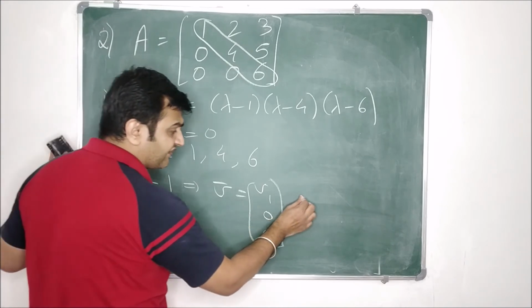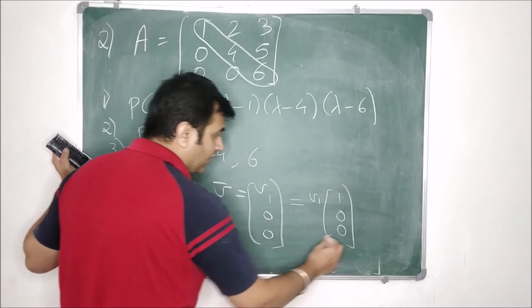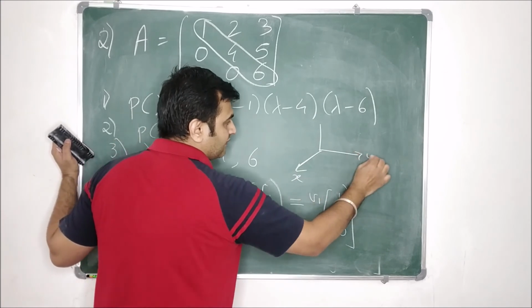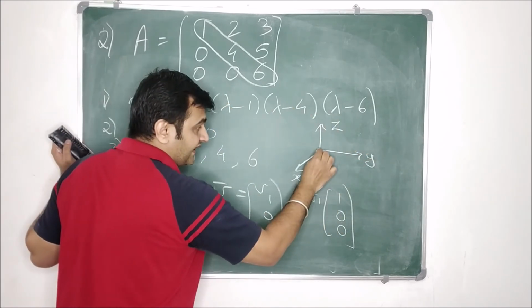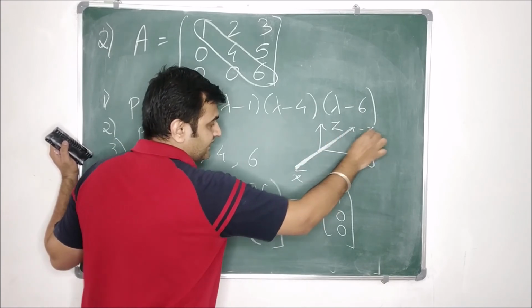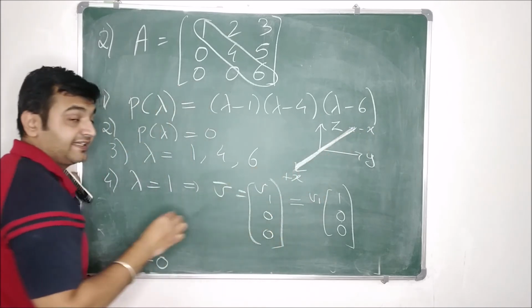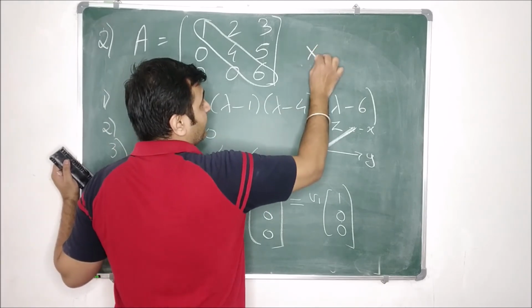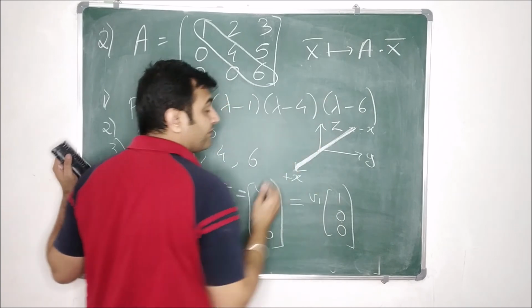This v1 is also called a free variable many times. So (1, 0, 0). In 3-dimensional space, if I have the x-axis, y-axis and z-axis, this is -x and this is +x. You take any vector on the x-axis and its image under this map. What will be the map? Your x bar goes to A times x bar. That is the map.